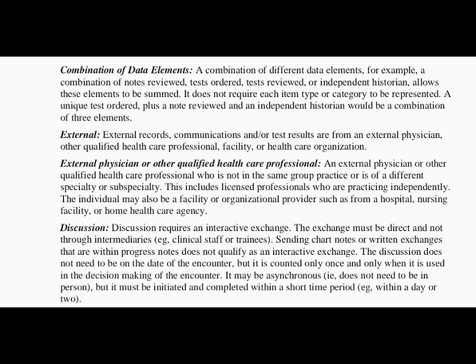Combination of data elements. A combination of different data elements, for example, a combination of notes reviewed, tests ordered, tests reviewed, or independent historian, allows these elements to be summed. It does not require each item type or category to be represented. A unique test ordered, plus a note reviewed and an independent historian would be a combination of three elements.